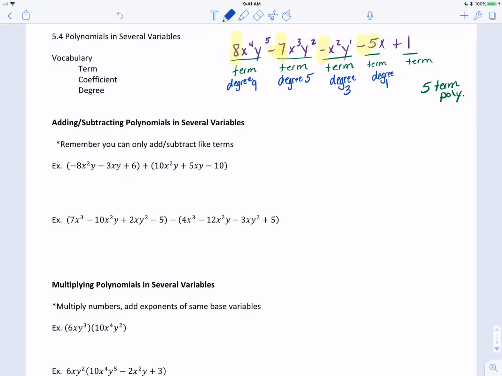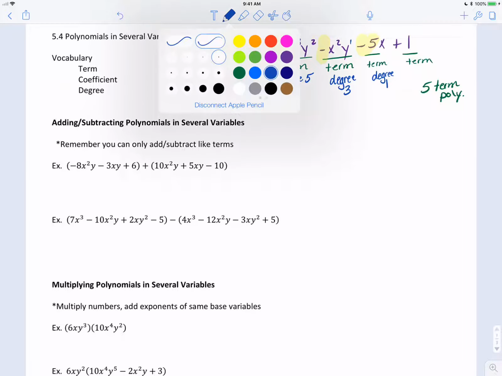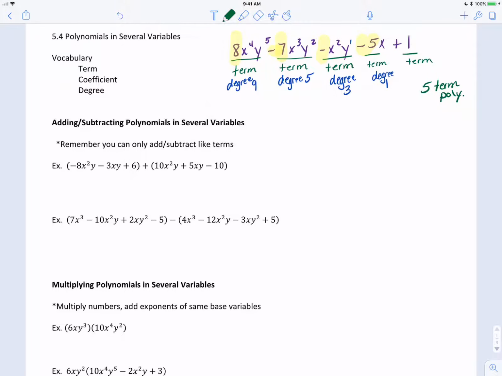And then you take that highest degree, and that is the degree of your entire polynomial. So if we were to describe this, it would be considered a 5-term polynomial with the degree of our highest one, which is the 9. And so that's how we would describe that polynomial, which I know you're going to go around describing polynomials to all your friends later, so have fun with that.